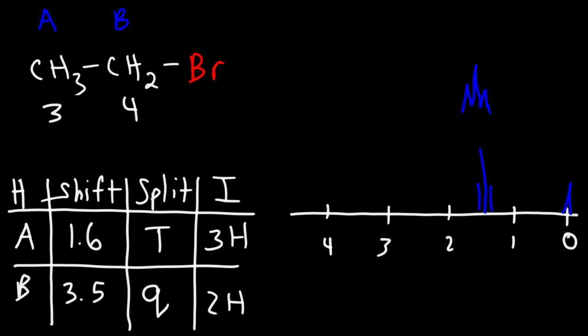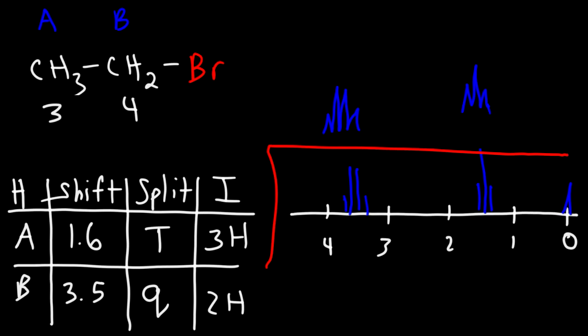Now at 3.5, we have a quartet. So I'm going to make it a little bit shorter than the other one. So it looks like that. Or you can show it like this if you want to. And so that's basically it. So that's how you can draw the NMR spectrum of a molecule. So this is the answer for the first example.